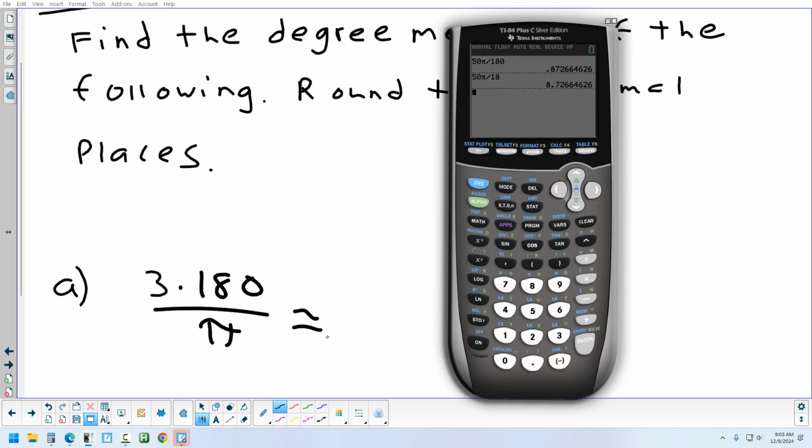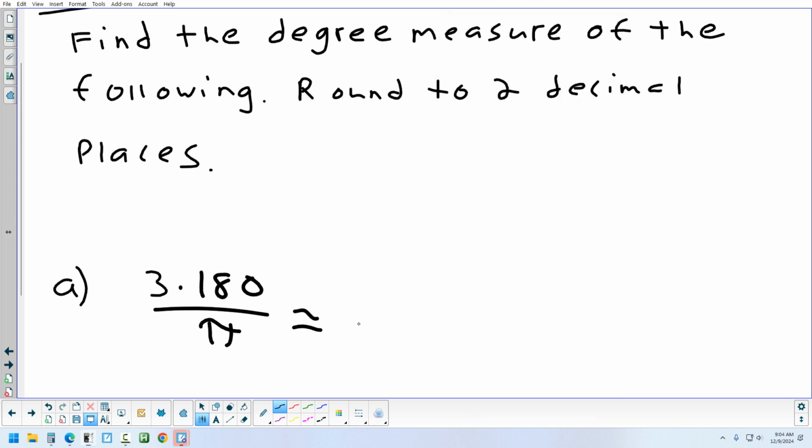This is one that you will notice a difference if you don't use the pi button. Okay, your answer will be off. Okay. If you use the pi button, 3 times 180 divided by pi, that's the most accurate way, and you get 171.89.